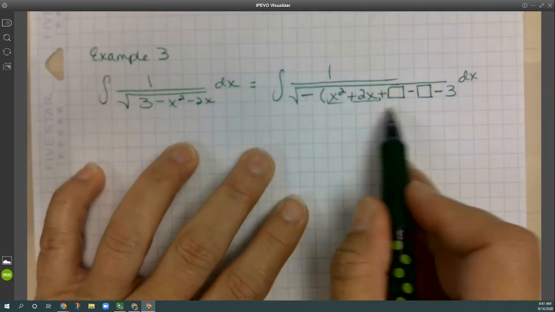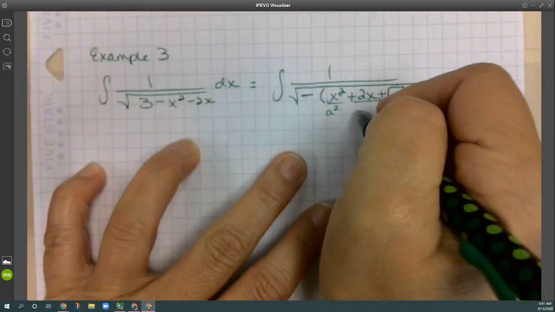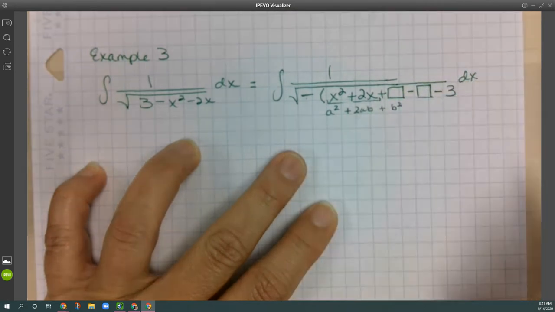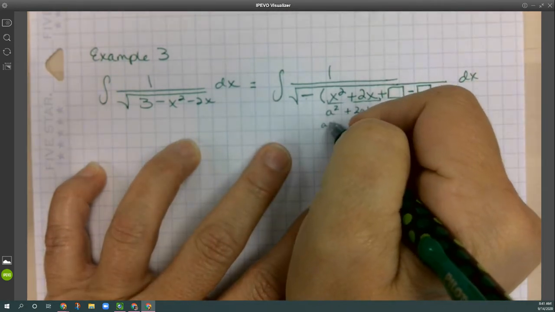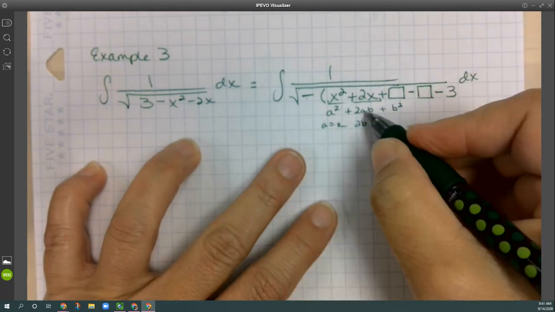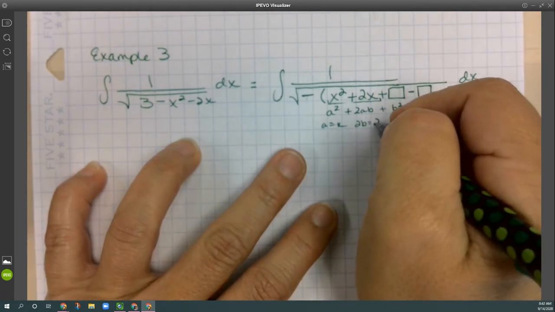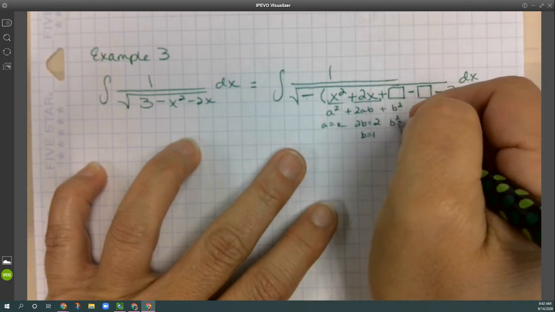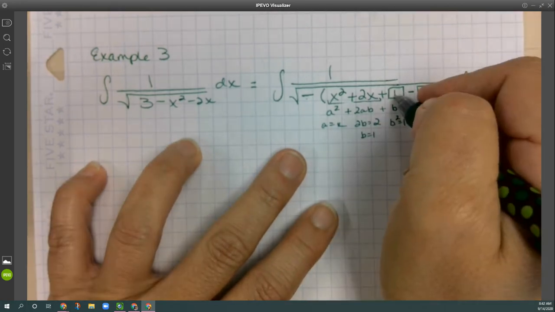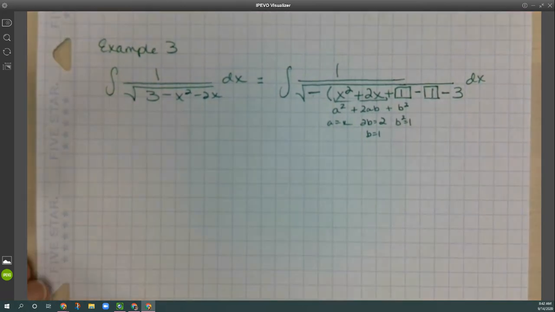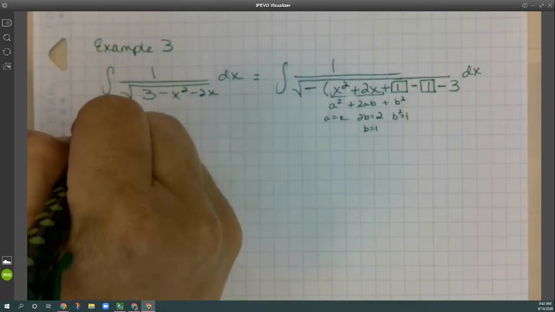Okay, so we're ready to complete the square. This is going to be a squared plus 2ab plus b squared. Obviously, a is equal to x. That means that if the a is x, then 2b has to be equal to 2. And b is 1, and so my b squared is equal to 1. So I'm going to add in 1, and I'm going to subtract 1 to keep it equivalent. And so now we're ready to rewrite the integral.